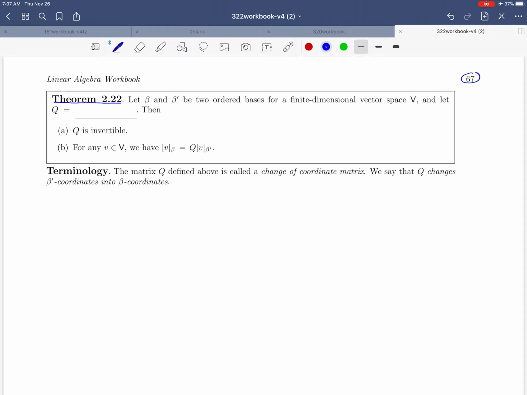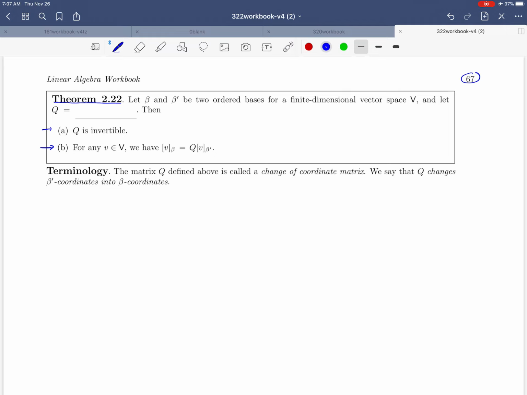So let beta and beta prime be two ordered bases for a finite dimensional vector space V, and let Q equal blank. We're going to see if we can fill in the blank. Now what is this matrix Q that we're looking for? Well, we'd like it to be invertible, and part B describes the key property that we'd like it to have. For any vector v in V, we'd like the coordinate vector of v relative to beta to be Q times the coordinate vector of v relative to beta prime.